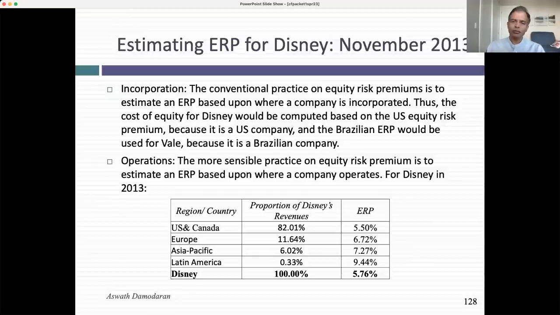So how do you measure where a company does business? Give me a couple of metrics I can use. What's the most obvious one? What's the one metric that companies systematically disclose in their financials? The one metric they break down geographically.